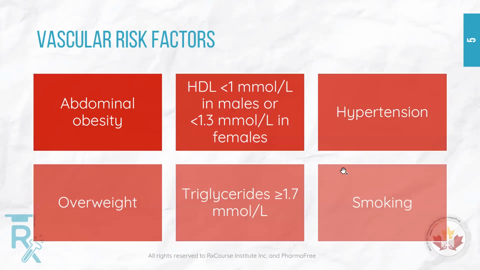Okay. There are also other vascular risk factors, like if someone is obese, if the HDL is less than 1 millimole per liter in males or less than 1.3 millimole per liter in females. We don't need these details, we just need to go through them, but you don't have to memorize them, and they can be deduced logically. If the patient is hypertensive or overweight, if the patient has a high triglyceride, 1.7 millimole per liter or more, or if the patient is a smoker.